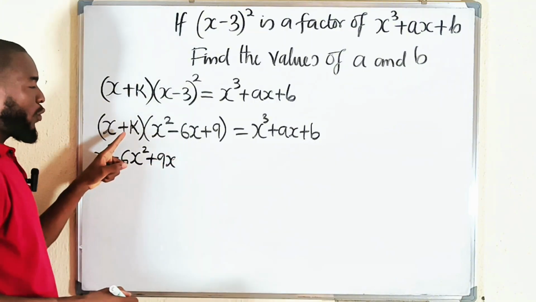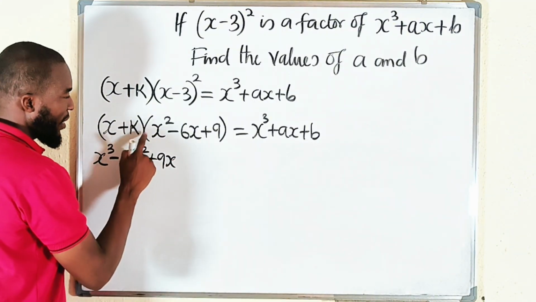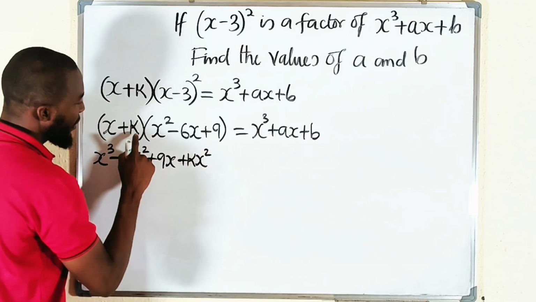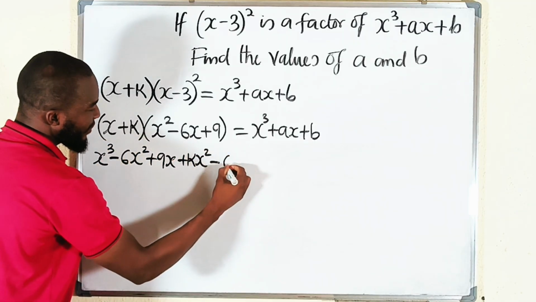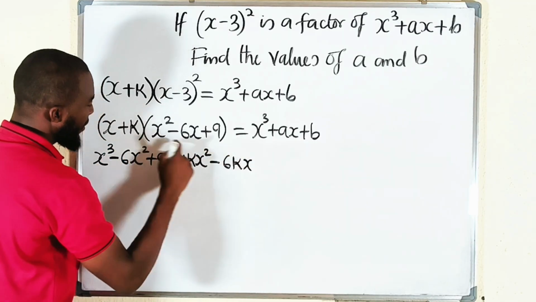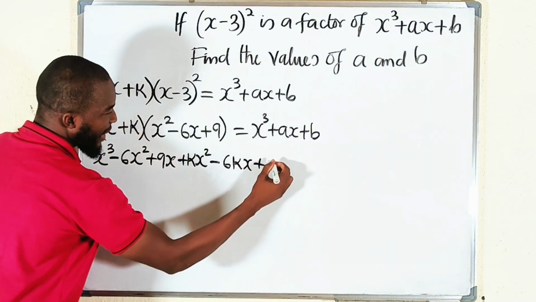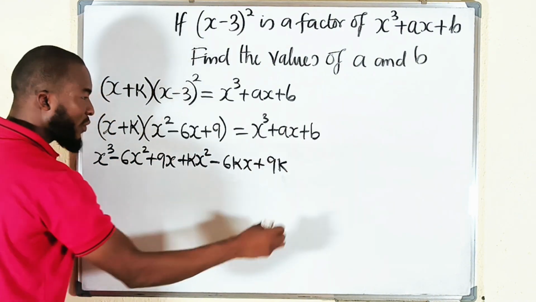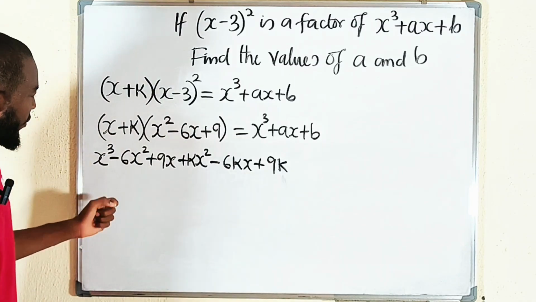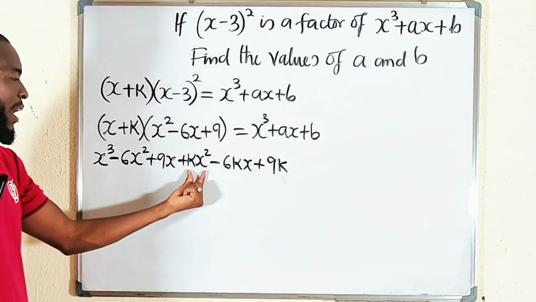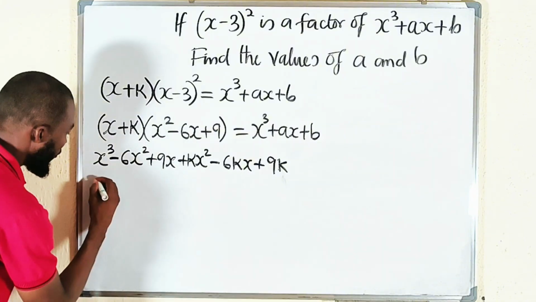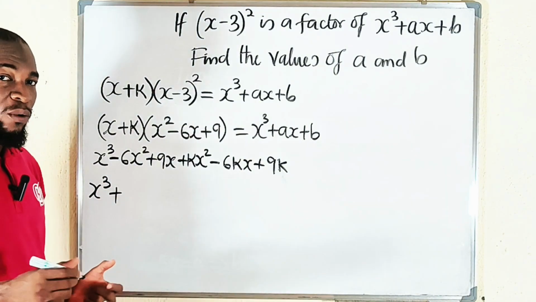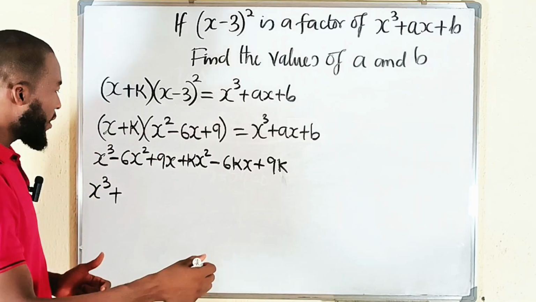9x. Then you come to the second term, which is k. k times x squared will give us what? kx squared. k times this will give us negative 6kx. k times 9 will give us 9k. So let us collect the like terms just with x squared together. I have one here and I have other one here. So we have x to the power of 3 plus, you're going to add their coefficients and factor out the x squared.